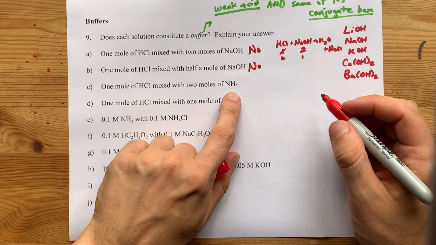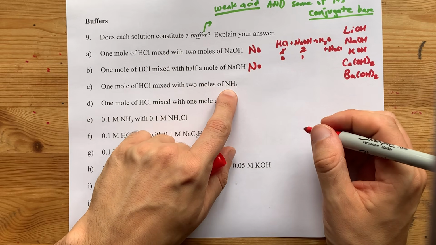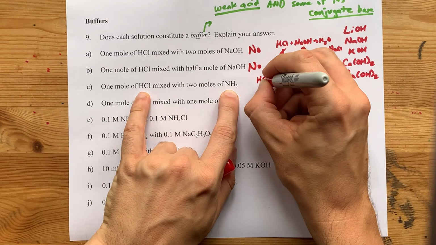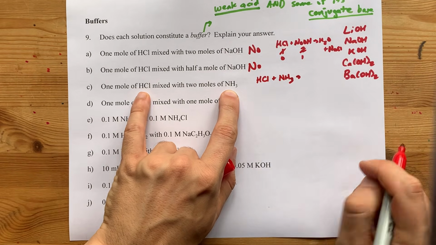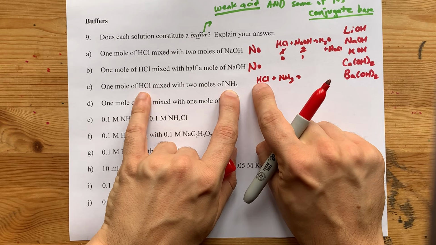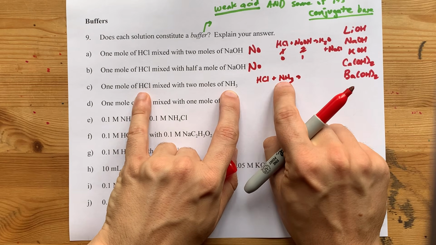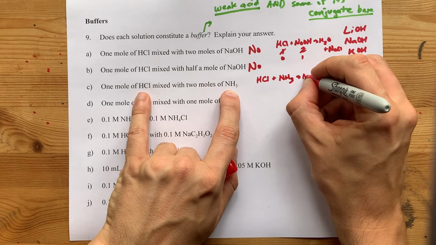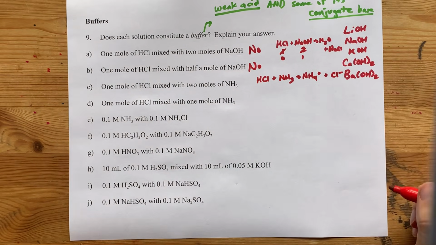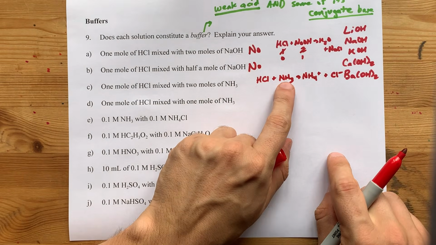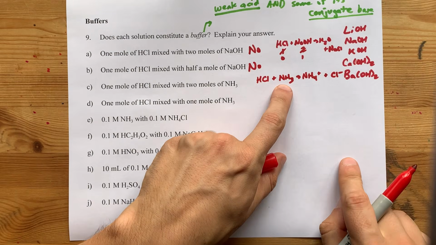And HCl and NH3. Oh, here we go. Now we have something that's weak. HCl plus NH3. When those react together, the H from the acid will go to the base, right? Acids give away H, bases accept H. So you end up with NH4 plus and Cl minus. Now this is a weak base and this is its conjugate acid. You can think of this as a weak acid and this is its conjugate base.